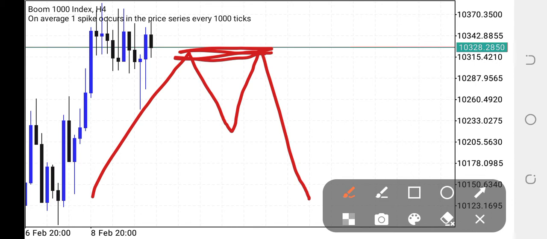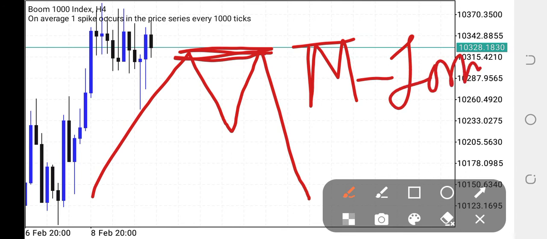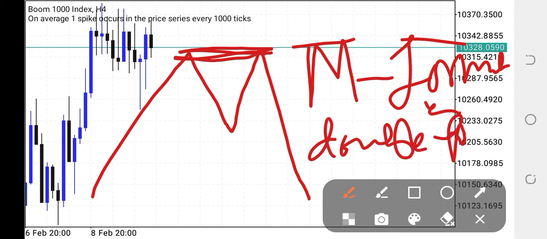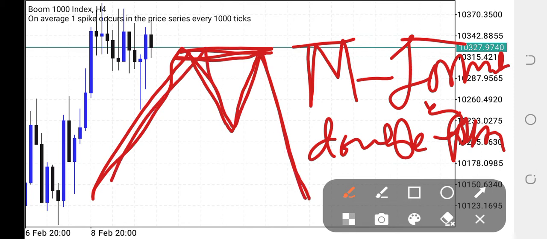Now, the first one is the M formation. Most people call it the M formation, and others call it the double top pattern. So it is also called the double top pattern. You can see the formation of an M, and that's why it's called the M pattern.